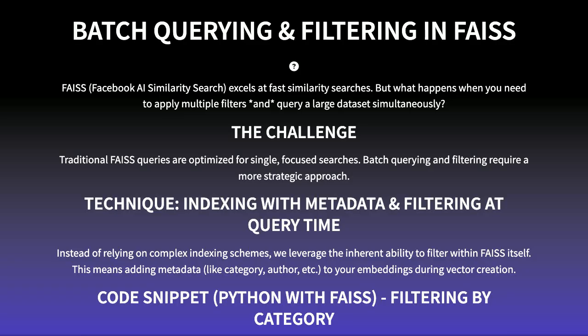Think of it like tagging each item with categories. Then, when you want to filter your search, Face lets you do it right at query time by specifying which category you're interested in. The example code shows how easy it is to add this metadata and then use the filter function during the search process.